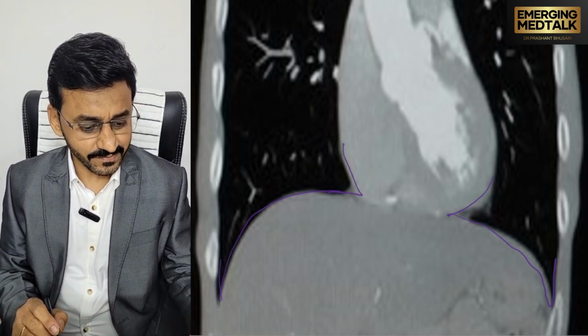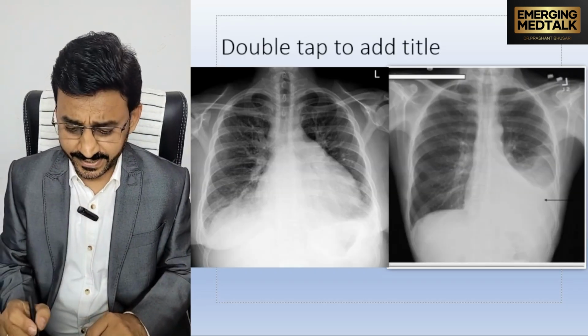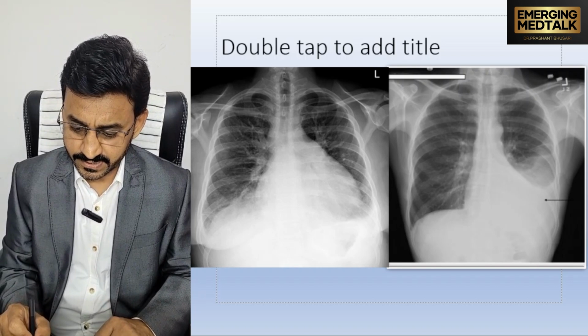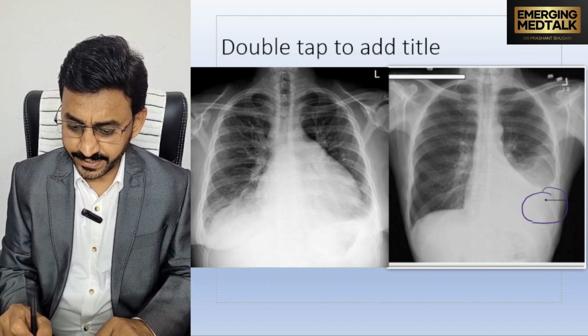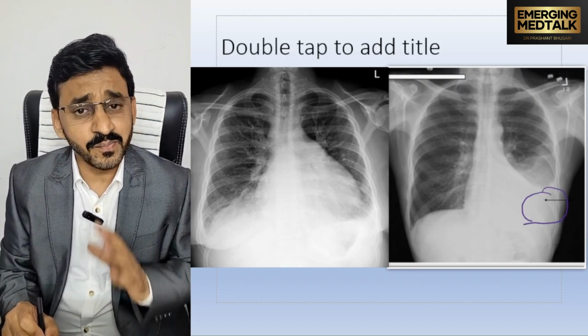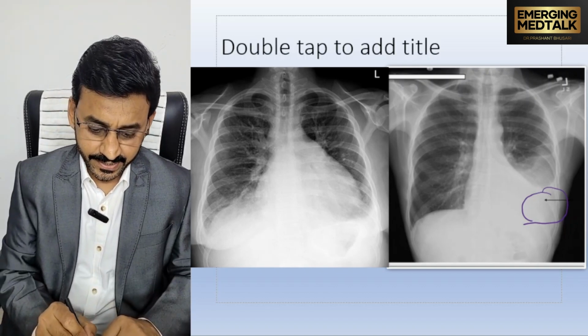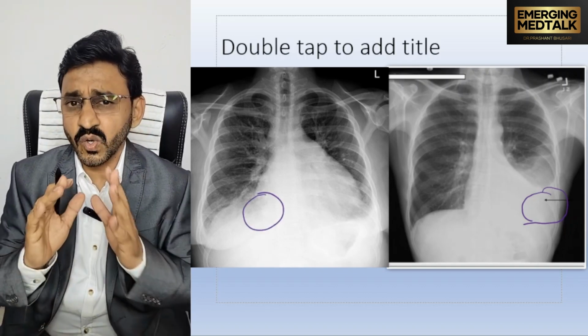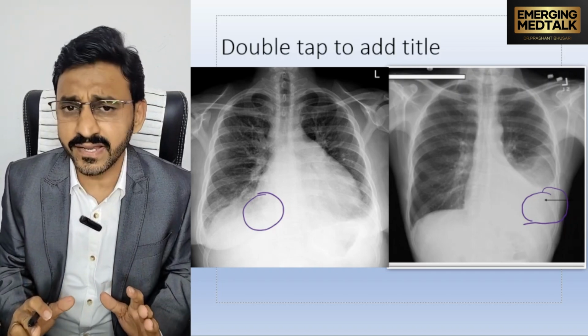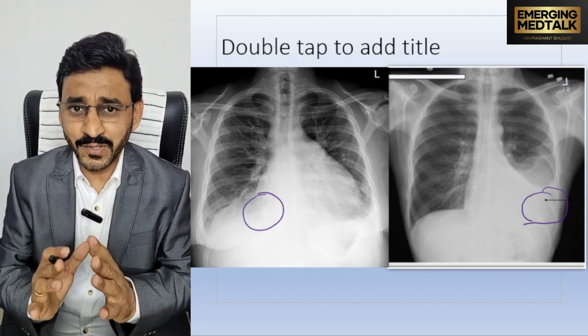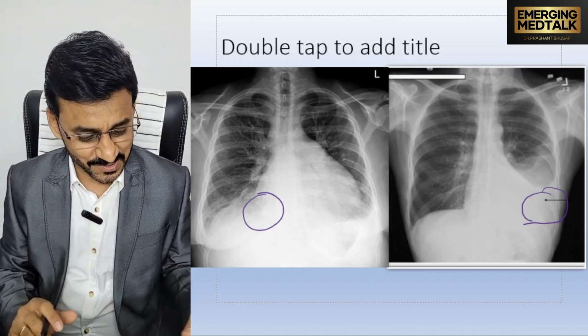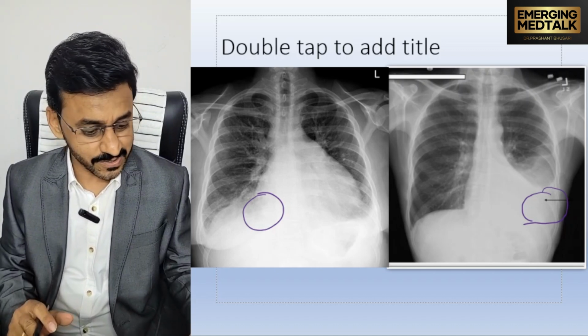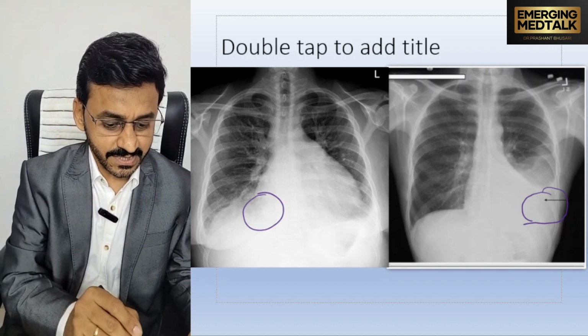And these angles can be obliterated. Here, the angle on the left side is obliterated in the condition called pleural effusion, and here also we can see there is no cardiophrenic angle seen properly. The condition may be due to pericardial effusion. This is why we are continuously discussing the normal anatomy.